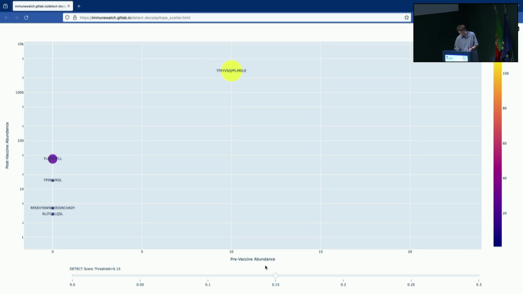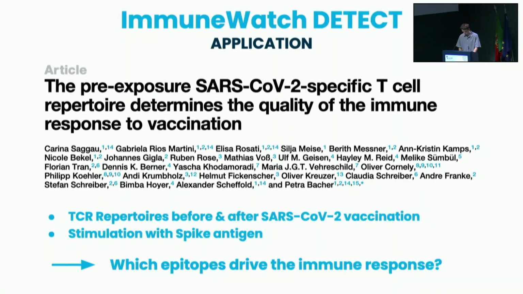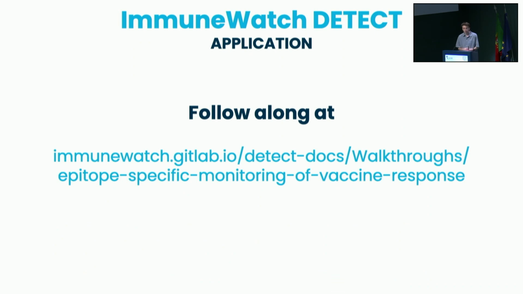Now we can increase the stringency even more by going all the way to 0.3, where only TFE remains, where we are very sure about these predictions and very sure that this epitope is actually driving the immune response in this dataset. So you can follow the exact steps of this analysis on our documentation page.